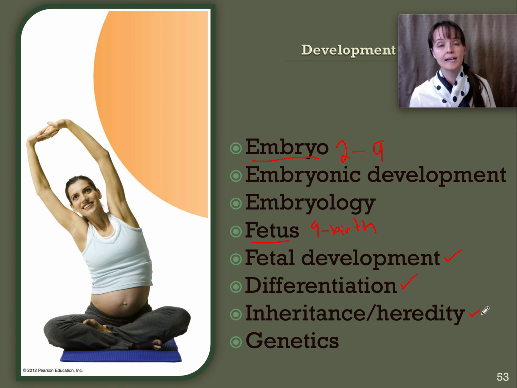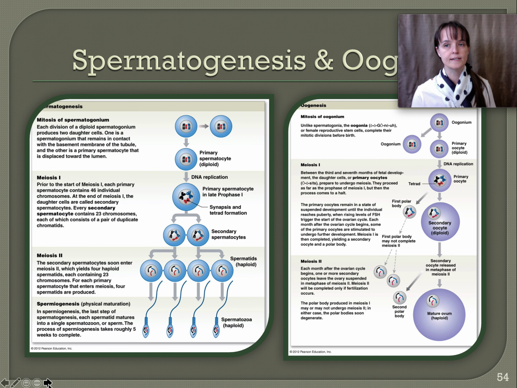Inheritance/heredity are your genetically determined characteristics. The easy ones to see will be things like height, skin color, eye color, hair color, and then there are other ones that are harder to see, like lactose intolerance type stuff. And then genetics is the study of inheritance/heredity.